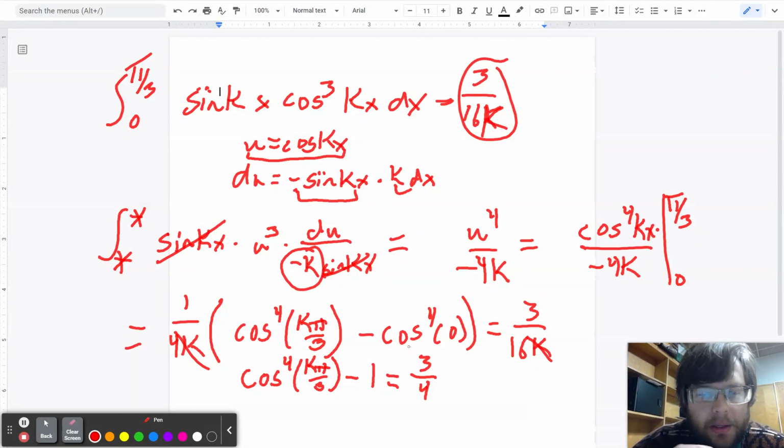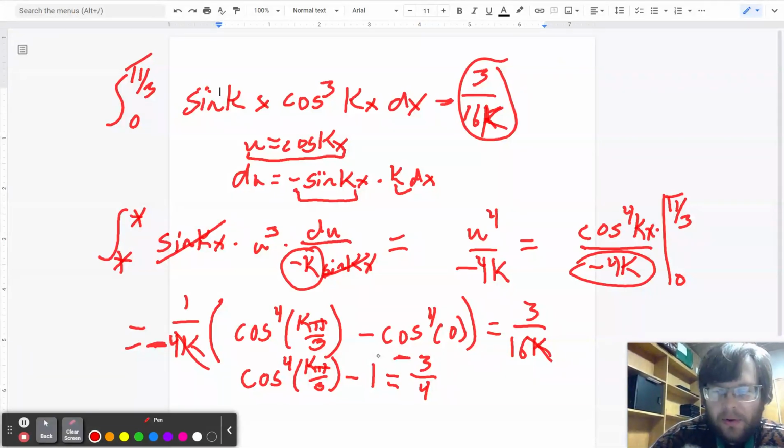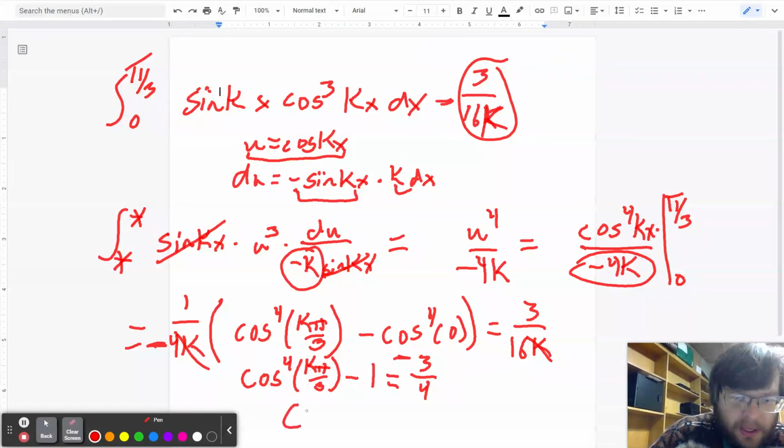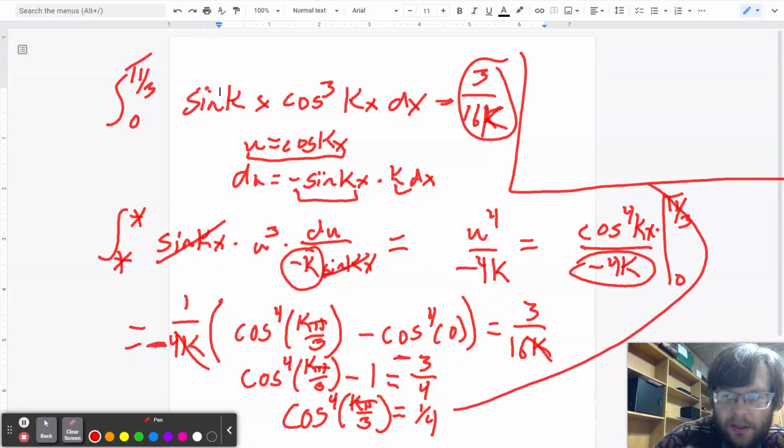Oh, my negative. That's what I screwed up on. So this should be a negative 4 here. So when I multiplied by negative 4, I get negative 3/4. There we go. So then I add 1 to both sides, and I get cosine to the fourth of k pi over 3 equals 1/4. Let's just try to finish it out in this box here.